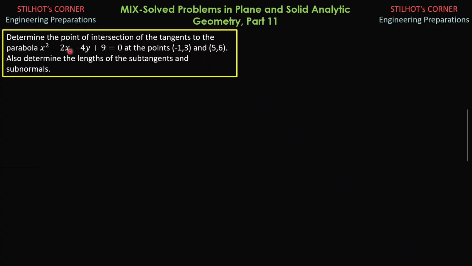This parabola is open upward because when the coefficient of the term opposite to x is transposed to the right, it becomes positive. So there are two roots of x, left and right. Therefore, the parabola is open upward. Also determine the lengths of the subtangents and subnormals. Although I'll explain how to sketch the graph of this parabola, let's transform this into its standard form.